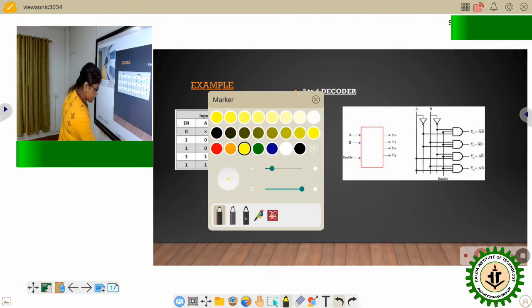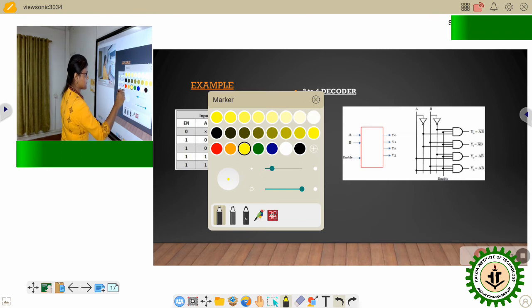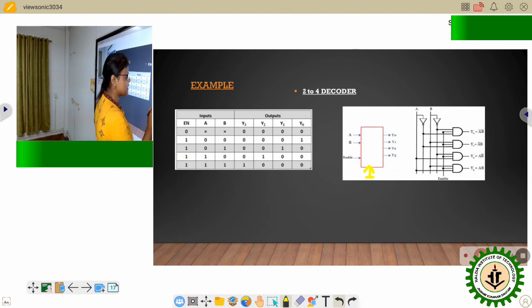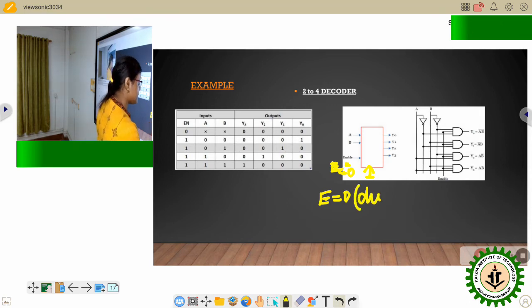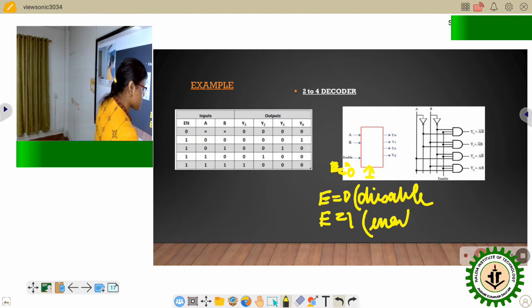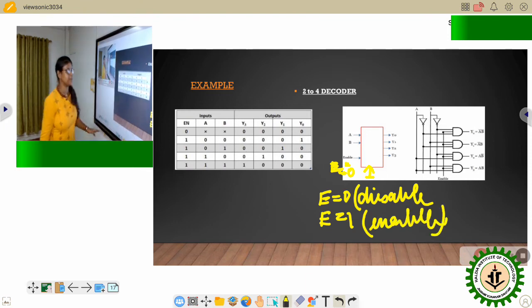Now we have the enable part. Enable means we are giving one more input to the circuit. If the enable E is equal to 0, then the circuit will be disabled. When we are giving E equal to 1, it will be enabled. When the enable is 0, we are not getting any inputs. So inputs will be cross and cross, means there are no inputs.